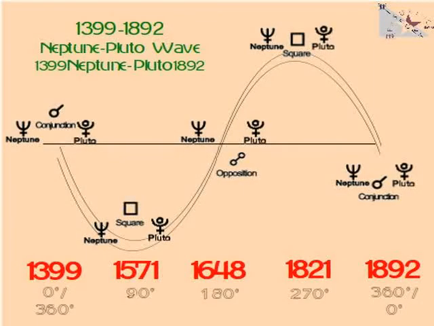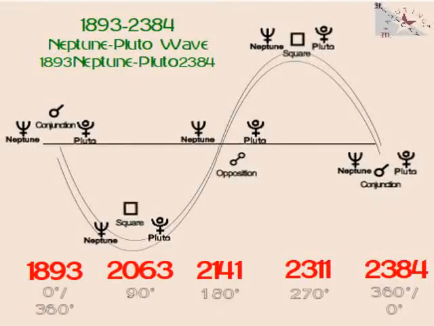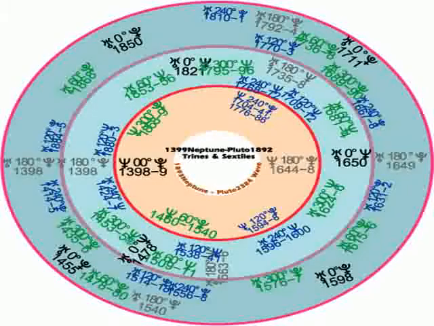So really, the other thing that we see from Neptune-Pluto waves is that we can break them down into even smaller pieces, and this helps us compare history side by side. And it also helps us look at history from more of a meta-history point of view. Also, at the end, we'll just look at the sextiles and the trines for the 1399 Neptune-Pluto 1892 wave, just to get an idea of where they fall.